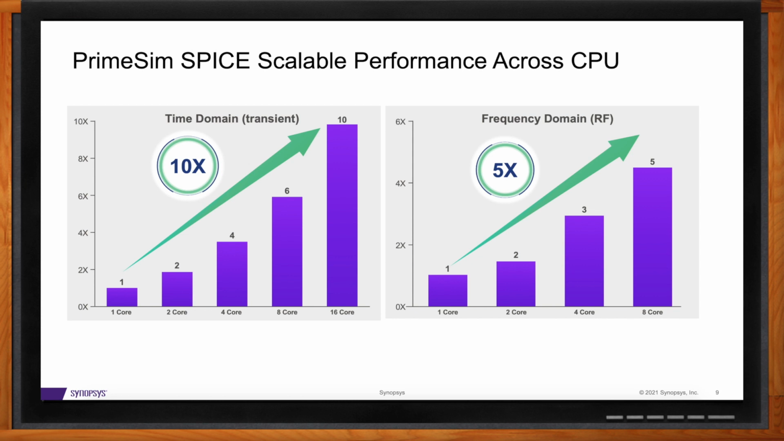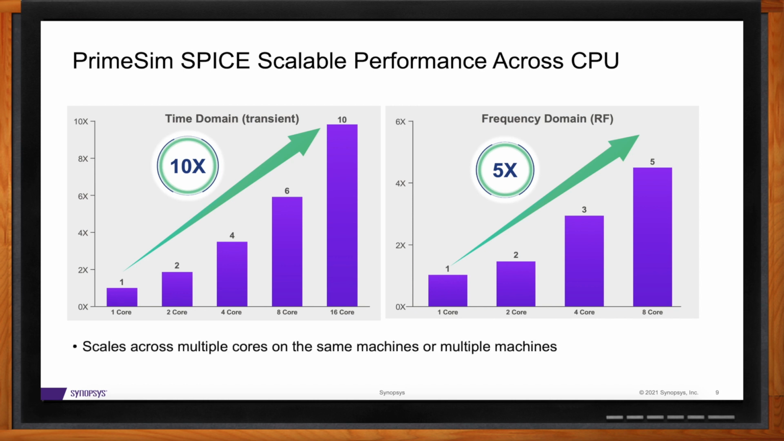One key advantage here is that we don't only scale for transient time domain simulation, but we also have very good scaling for RF simulation. We can run RF simulation 5 times faster on 8 cores. Okay, so here on Chalk Talk, we have been talking about heterogeneous compute acceleration quite a lot lately. And this also comes into play here as well, right, Hani?